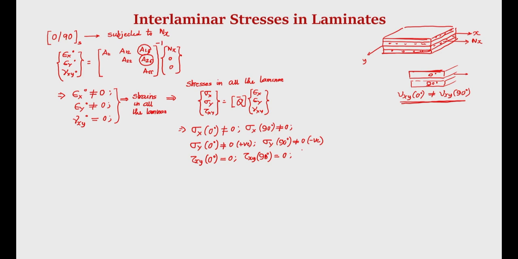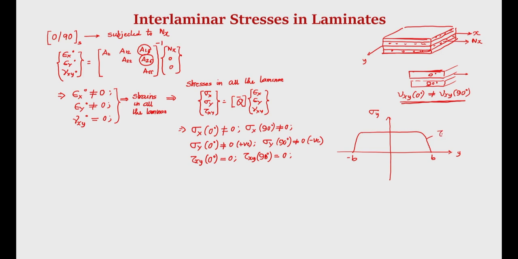Okay. And because they are not equal, they are not allowed to contract by the same amount in the lateral direction, and that leads to the existence of sigma y. Okay. Therefore, sigma y is there. Okay. Now, because sigma y is there, if you plot sigma y versus y, therefore, at the free edges, it must go to 0.